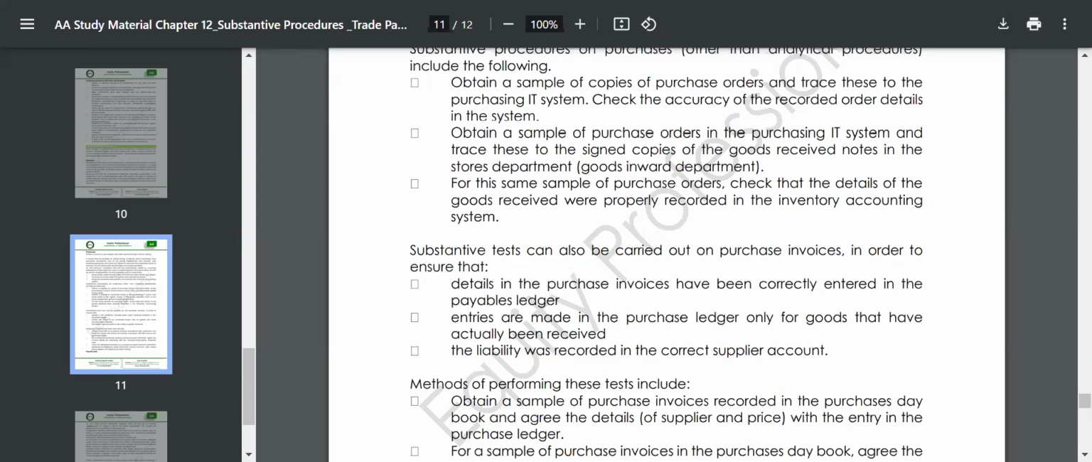Then you link to the supplier's account. If we received the goods, where is the accompanying invoice from the supplier? Who in payables received it? How was the payment made? So for details in the purchase invoice, you check whether it has been entered correctly and only for goods that have been received. Were invoices received and goods not received? So you will check all of this.